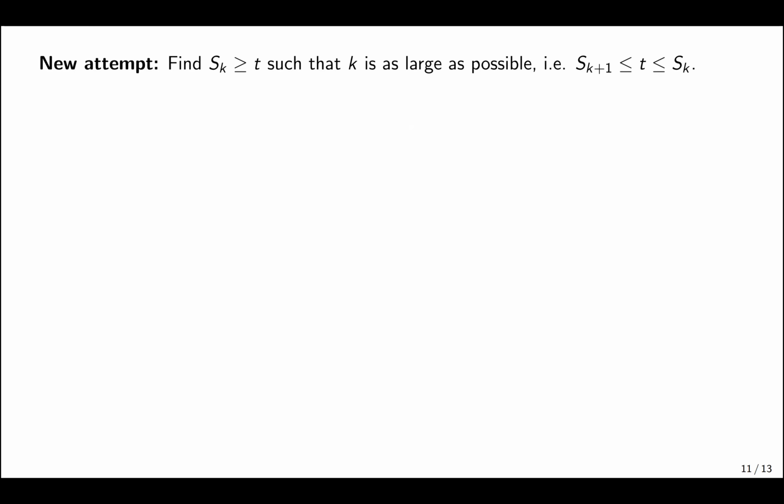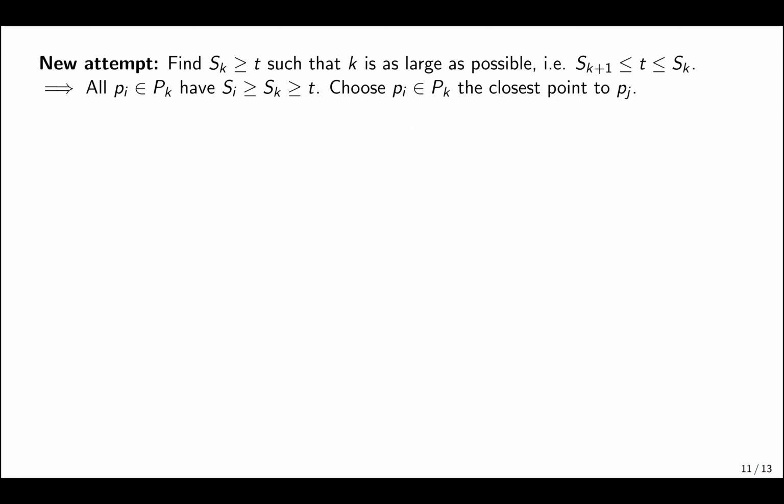So the new attempt is to find the shrink time s_k such that k is as large as possible and s_k is greater than or equal to t. So in formulas, it is s_{k+1} is less than or equal to t is less than or equal to s_k. And this essentially just means that all p_i in the set P_k have shrink times greater than t, and as such very good candidates of covering our ball around p_j, because they don't stop shrinking until the time step t is reached.